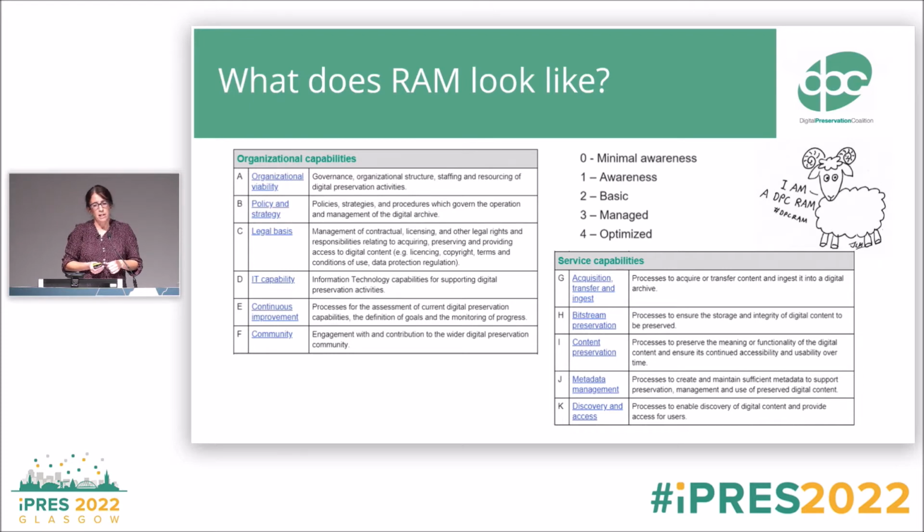And for each of those 11 sections, you simply work through them and decide where you are using the scale, which is on the top there. So from 0 to 4, you assign yourself a value as to where you are now. And with RAM, you would also then go through and assign yourself a target score. So it's not just about where you are now, it's about where you would like to be as well.